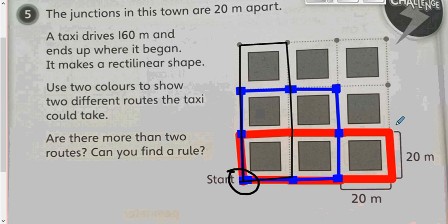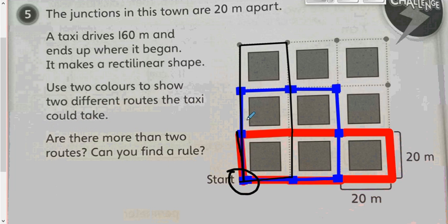So the first one I did was this red one, because I just went up 1 and I kind of counted as I went along, because if you know that each of these are 20 meters apart and he needs to do 160 meters, or he drives 160 meters and he ends up where he began, you know that he needs to go across 8 of these, because there are 8 20 meters in 160. So you know he needs to do at least 8 kind of jumps from one square to another. So, oh, they're junctions, sorry. So I went up 1, 2, 3, 4, 5, 6, 7, 8. Okay, so that was the first one I did.